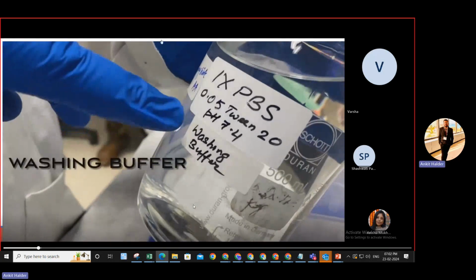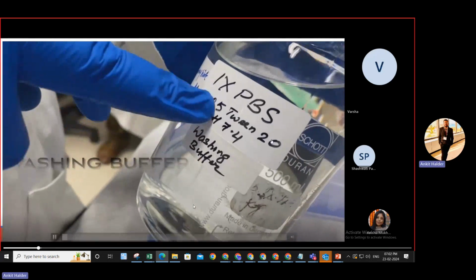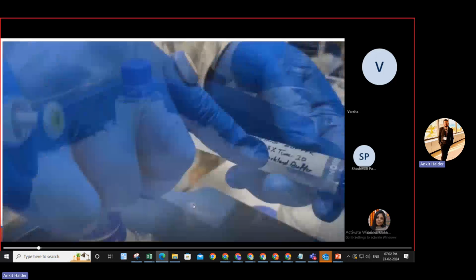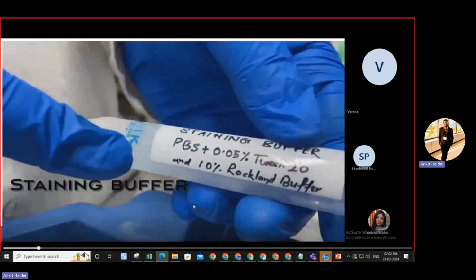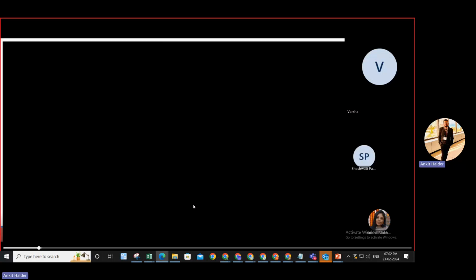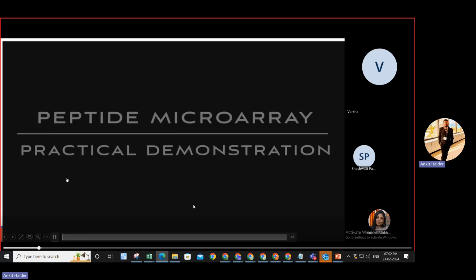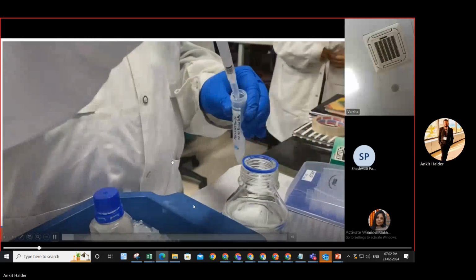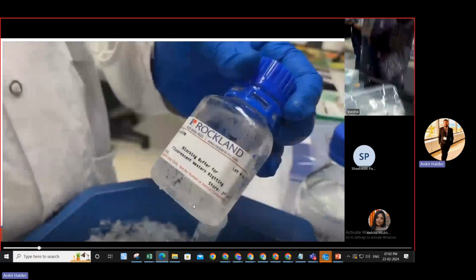I would ask you to rather go through the entire video. I think this is the washing buffer, which is also used as an equilibration buffer. These buffers are constant. So again, the type of slides you're using, a protein microarray, not a peptide microarray, your buffers will change. For peptide microarray, if you are using this is a neutron chip. So the chip will contain positive.